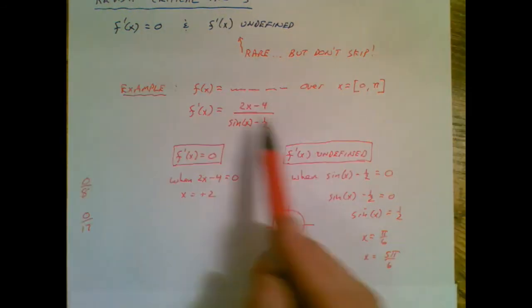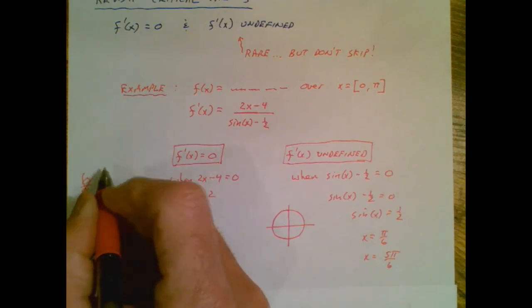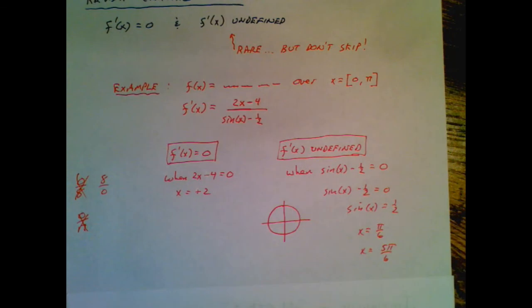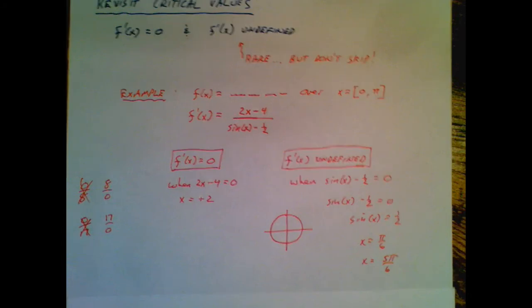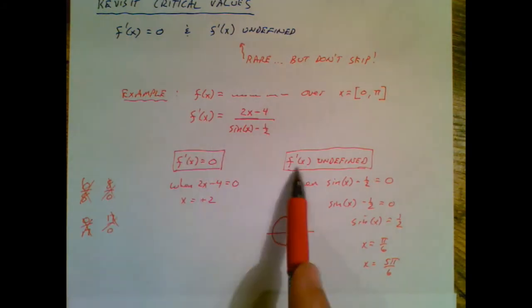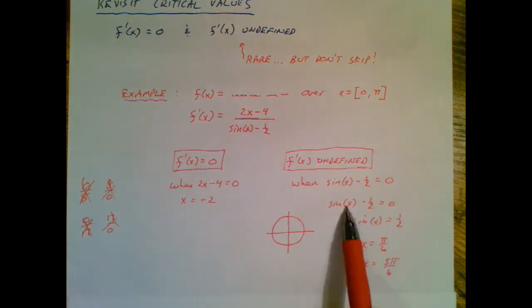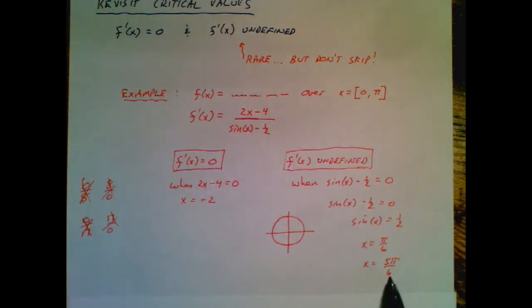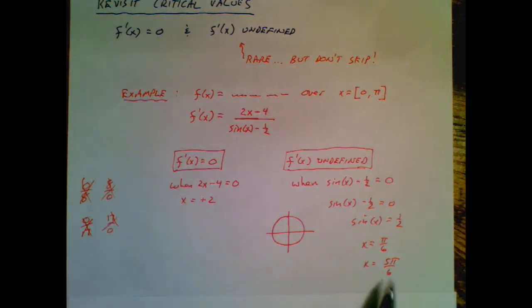All right? When is a fraction undefined? You remember that from good old pre-algebra. 8 divided by 0, explosion. 17 divided by 0, explosion. So this first derivative is undefined when the denominator is equal to 0. So I just set the denominator equal to 0, and I solve, and I get these two trig values, or unit circle famous values. Critical value, critical value, critical value.